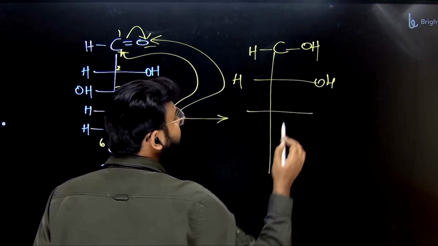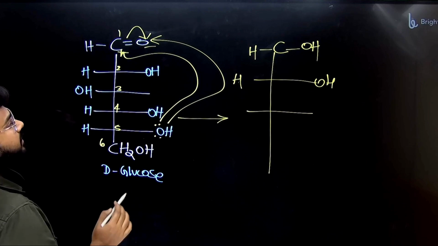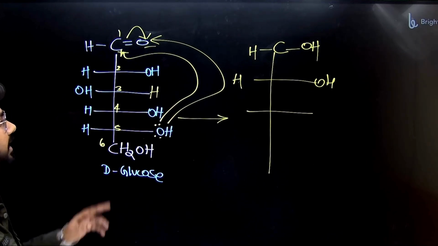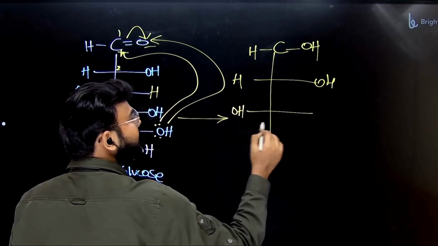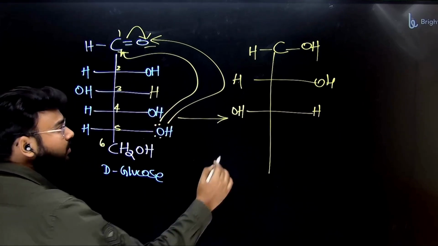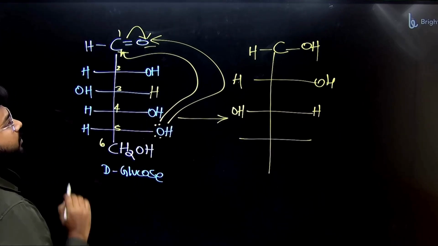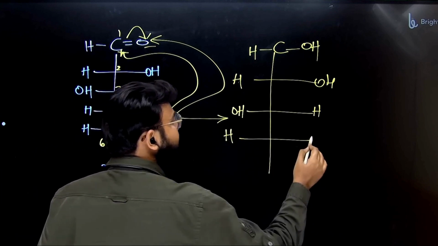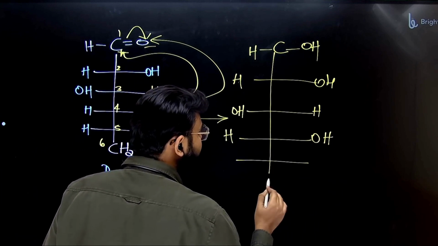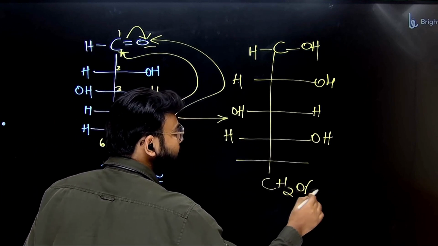On the third carbon, what is going to happen? On the third carbon, the OH is on the left, so we'll take it like this. Okay, on the fourth carbon, what is happening? Look at the fourth carbon. Same, we'll copy this. The sixth is as it is, CH2OH.